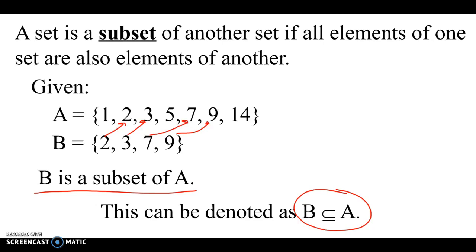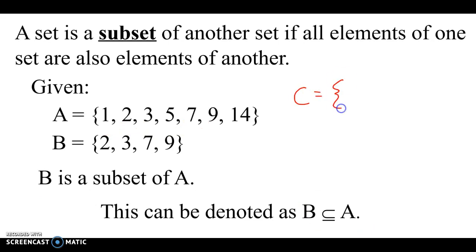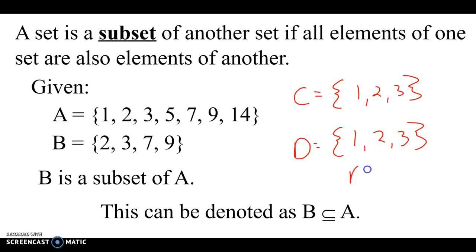Now, you have to be careful because a subset isn't necessarily always smaller. If I said C is 1, 2, 3, and D is also 1, 2, 3, is everything that's in D also in C? Yeah, so D is a subset of C, even though they're exactly the same. And could I say it backwards now? Yeah, because everything in C is also in D. So C is also a subset of D. So you could actually write it both ways in this case: D is a subset of C, and C is a subset of D.